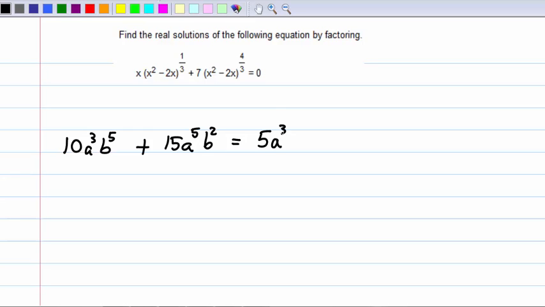Then let's look at the b's. Which is smaller, 5 or 2? 2 is smaller, so that's the most. b squared is the most you can factor out of both terms. And right next to it we'll draw an empty set of parentheses. What you're doing is like the distributive property in reverse.